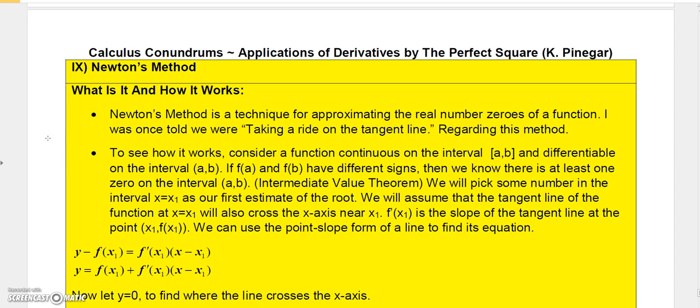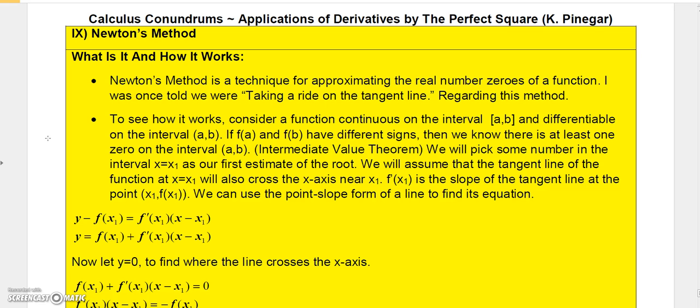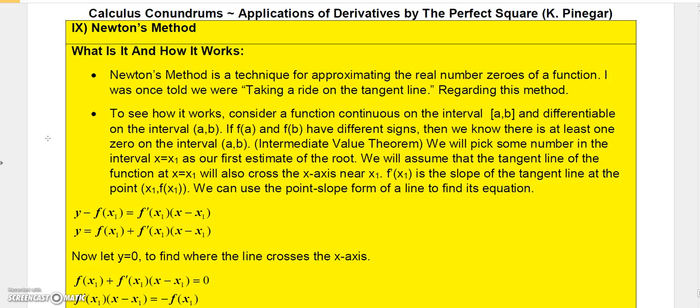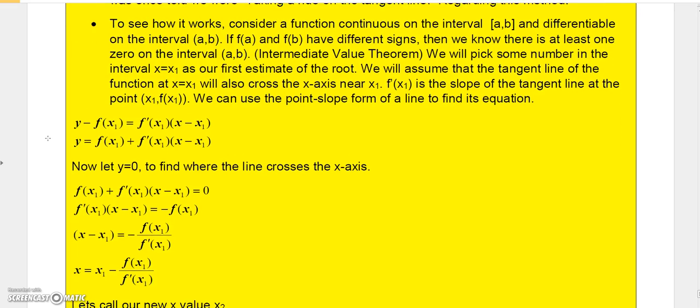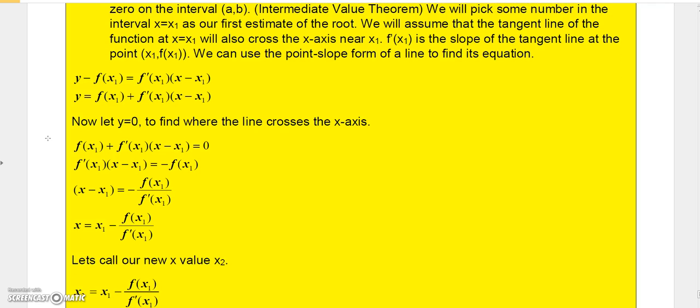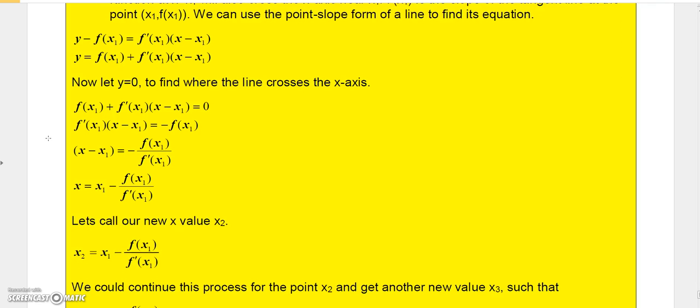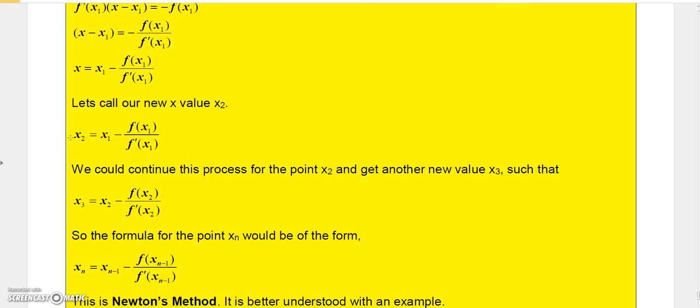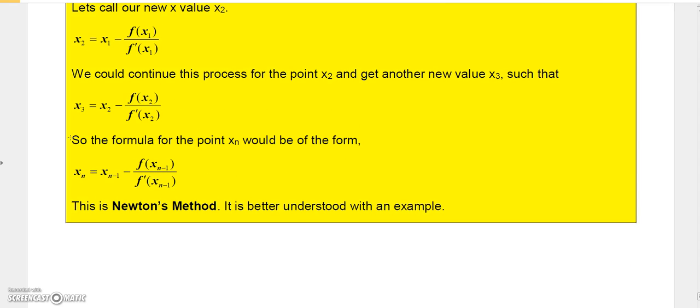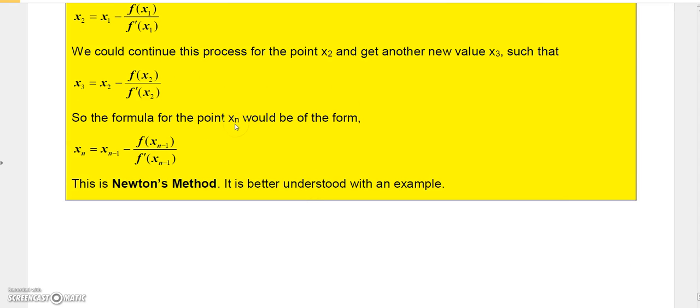Now, I'm not going to cover the derivation here. This first page just shows you where the formula comes from for Newton's method. You can pause this and slowly read through it, take notes if you want to, but basically this is just deriving this method. And at the very end of this, you'll get a formula for what I call the xn point.